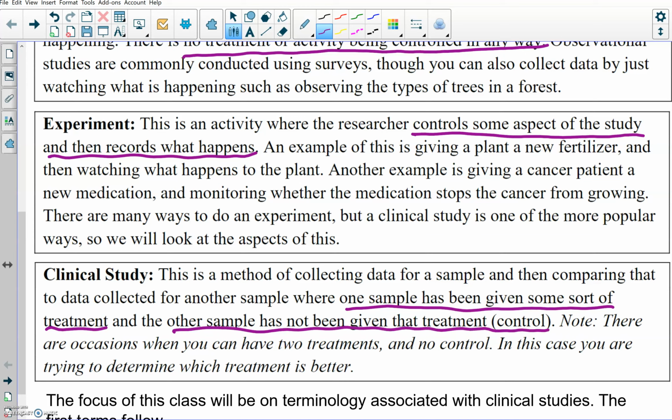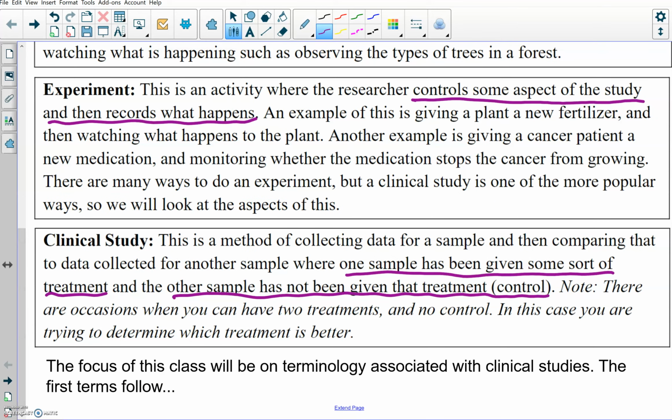So there are occasions where you can have two treatments and no control. In this case, you're trying to determine which treatment is better. So this would be like for that cancer example, you have a new medication, you're giving that to a bunch of patients, and then you give the old medication to a bunch of patients, and you look and see which one has a better rate of curing the cancer, making people better. So the focus of this class will be on terminology associated with clinical studies, and the first terms that we're going to look at are going to follow.